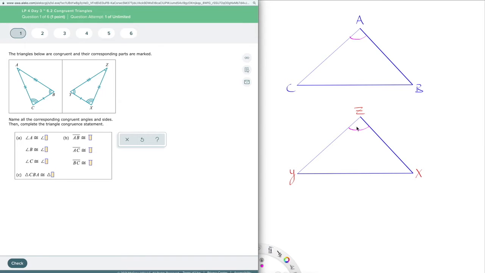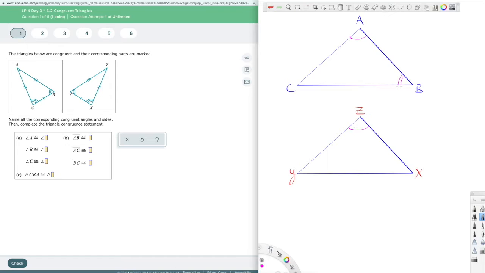If I wanted to keep going and show the next ones, I would use 2 arcs and then 2 arcs. And then the third one, I would go 3 arcs, like this. So literally we just match up the number of arcs: 1 to 1, 2 to 2, 3 to 3. So that's the basic idea of congruent angles.